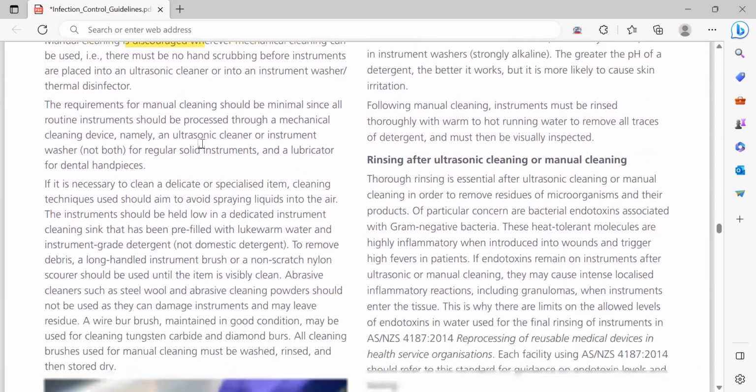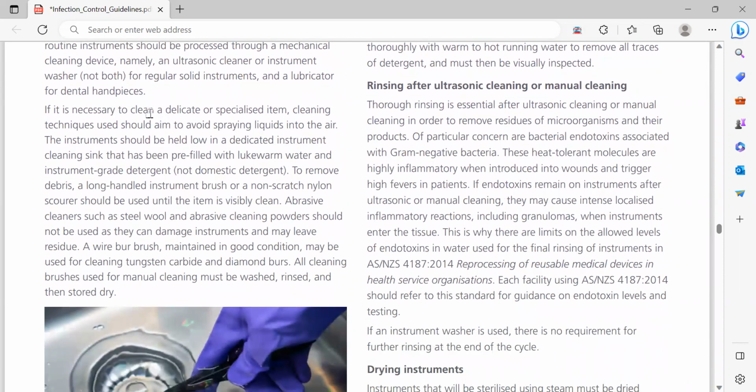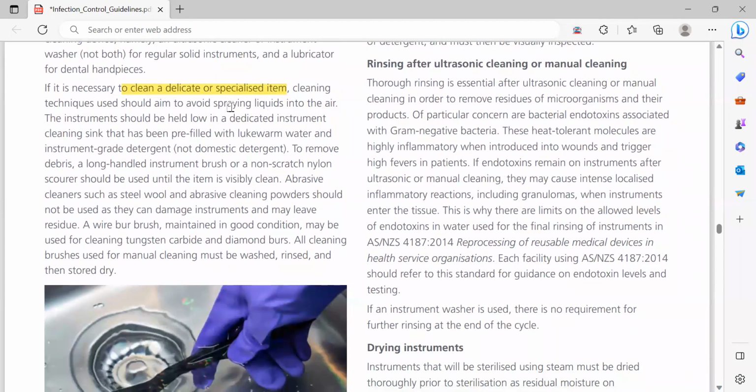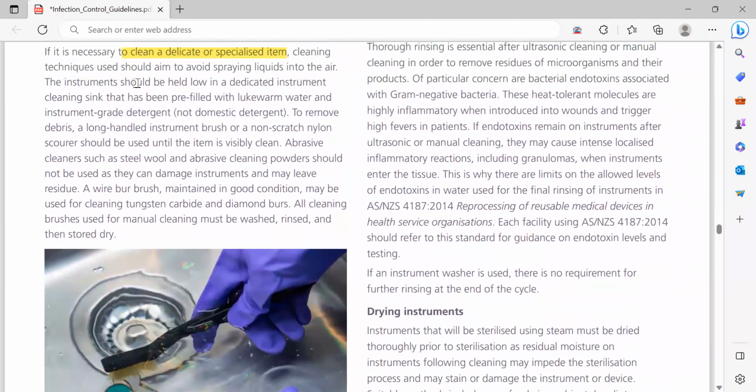Then manual cleaning is discouraged wherever mechanical cleaning can be used because this can lead to more injuries. The requirements for manual cleaning should be minimal since all routine instruments should be processed using mechanical cleaning. It is necessary to clean delicate or specialized items. The cleaning technique used should aim to avoid spraying liquid into the air, and the instruments should be held low in a dedicated instrument cleaning sink that has been pre-filled with lukewarm water and instrument grade detergent.